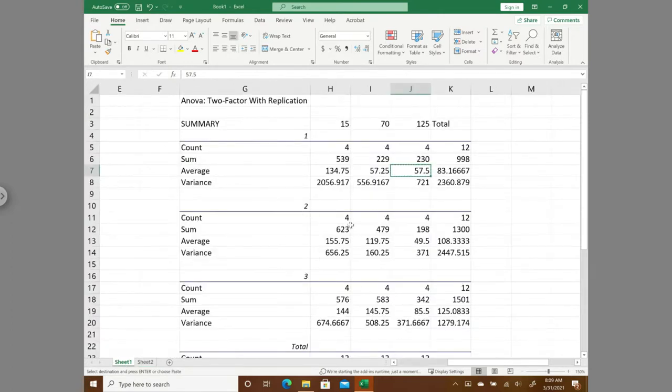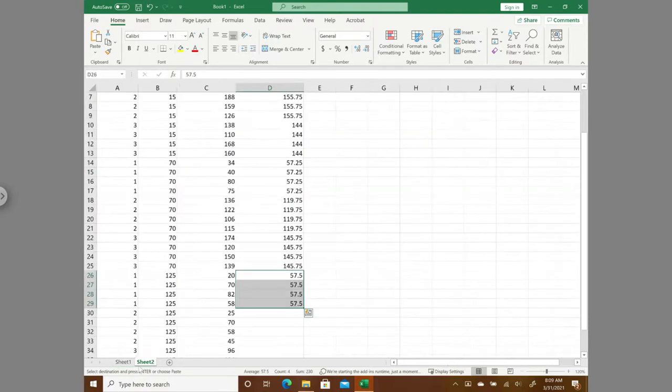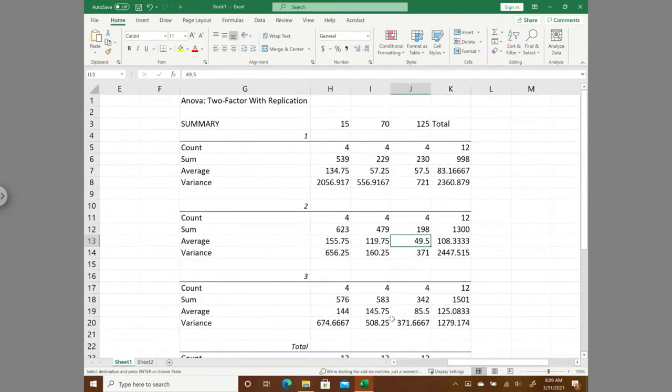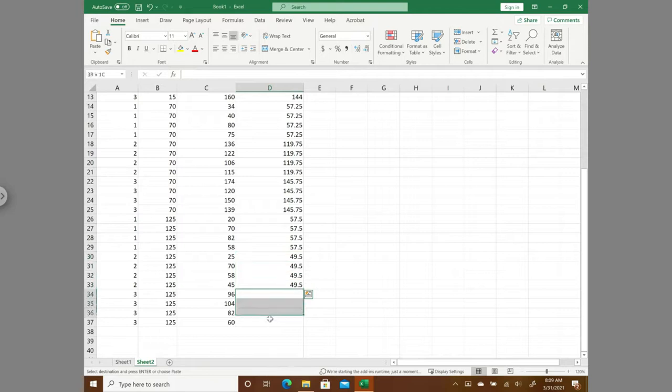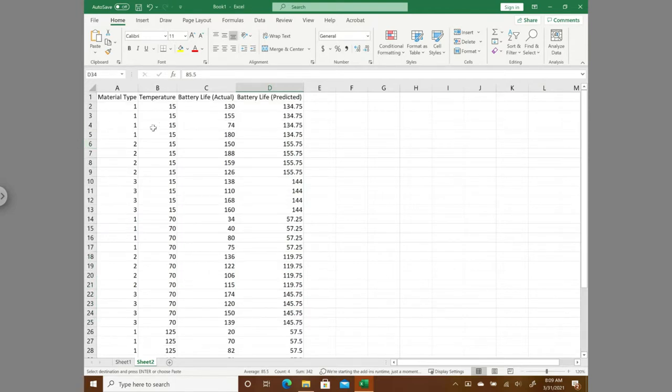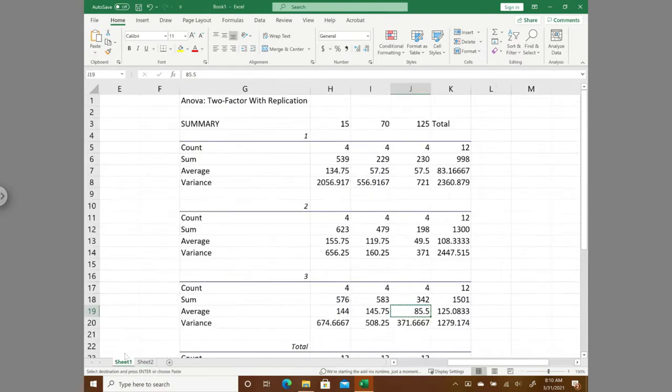Then material type 2 and 125 degree Fahrenheit, that average of the four observations. And finally the last one here, 85.5 for these four observations. So our table is now ready. We have the material type, temperature, battery life actual, and battery life predicted. So the errors, now we need to generate the error terms.